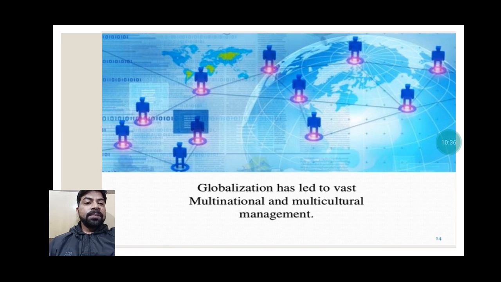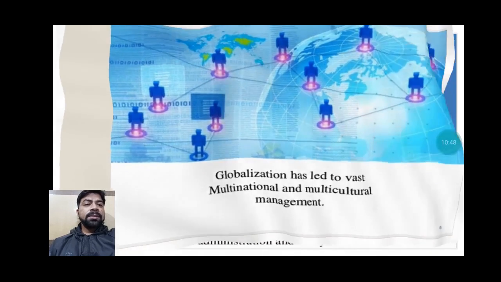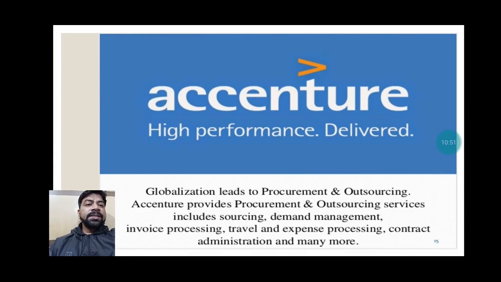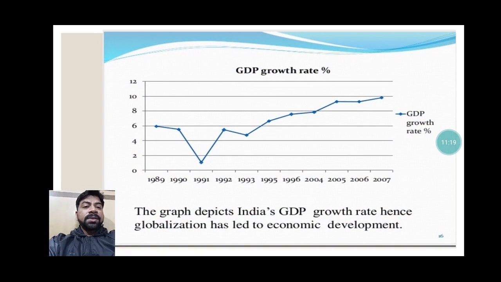Globalization has led to vast multinational and multicultural management. Because of globalization, we are now getting multinational goods, and multicultural management is also in practice. This is an Accenture high performance delivered. You can see which facilities this company is providing. Globalization leads to procurement and outsourcing. Accenture provides procurement and outsourcing services, including sourcing, demand management, invoice processing, travel and expense processing, contract administration, and many more. So such companies are also getting the opportunity.